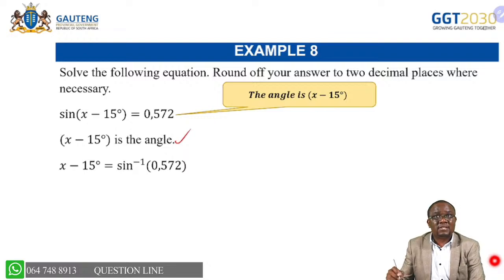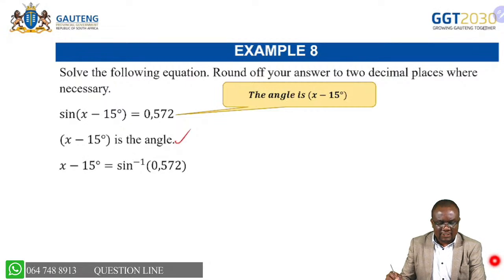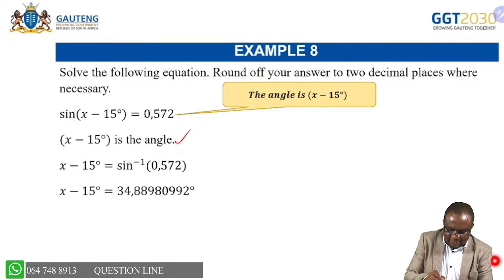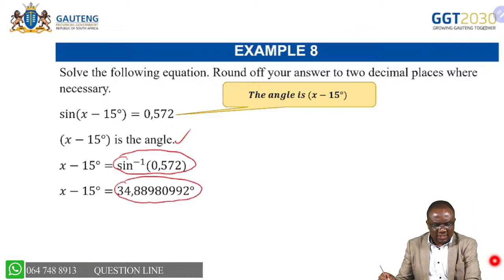This one I'm going to give you time to do the activity. Maybe I'm going to give you 2 minutes, but this is an example. Right, what do you get? This will give us 34.88980992. And then what do we do to get x?